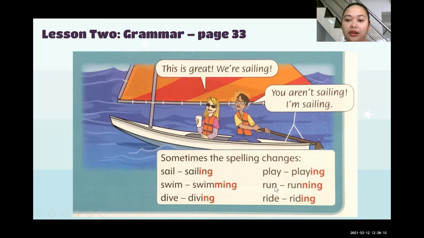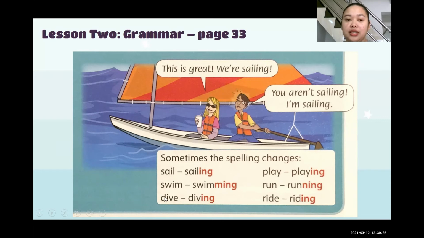Just like the word run. Run is in consonant, vowel, consonant form. So we have to double the last letter. The last letter is N. So we have to write another one. We need to add one more N. And write the ing. Running. Run. Running.